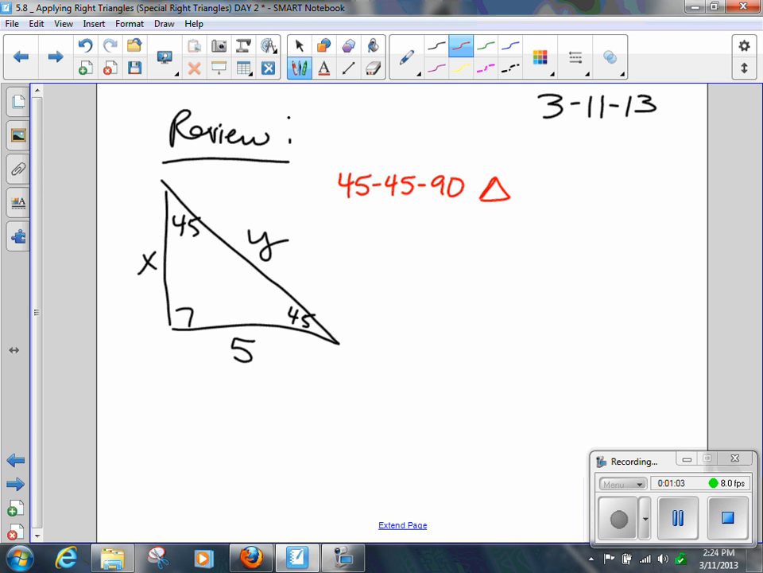It is a right what? There we go, right isosceles. If it's an isosceles triangle, that means what about two of the sides? They're equal. Which two sides are equal? The sides opposite the 45. Now look, here's one, here's the other. So what is x? X is 5.